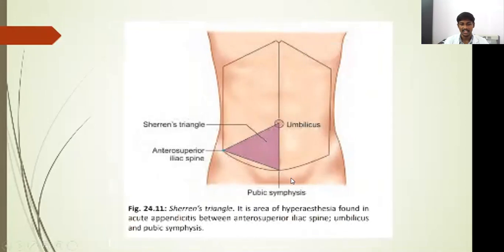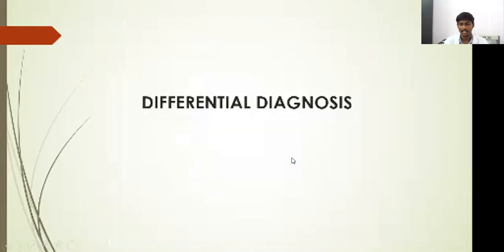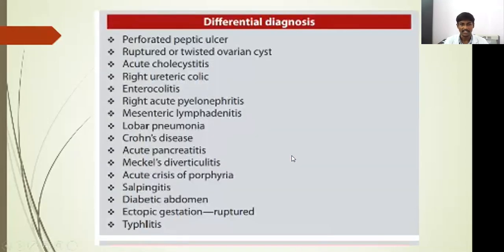And this is Sharon's triangle. This is the area of hyperesthesia as explained previously. And coming on to the differential diagnosis of appendicitis.